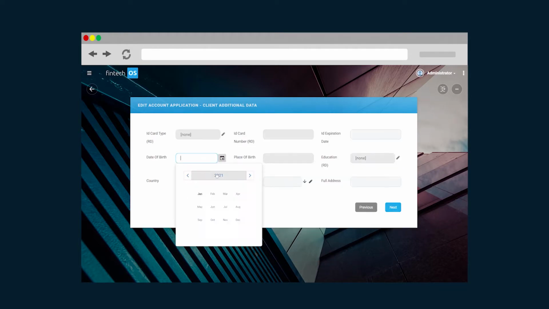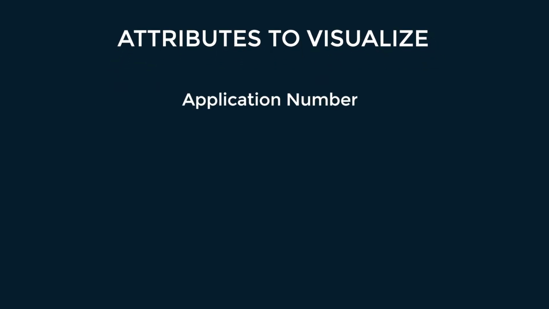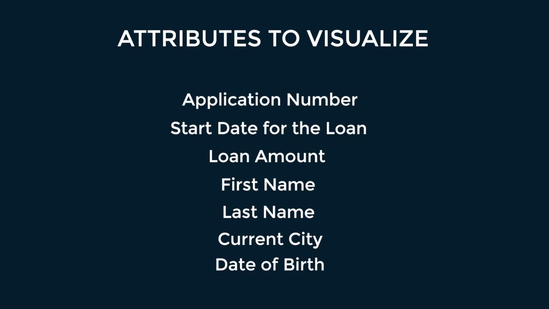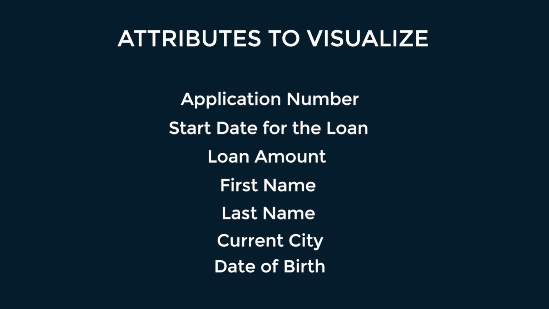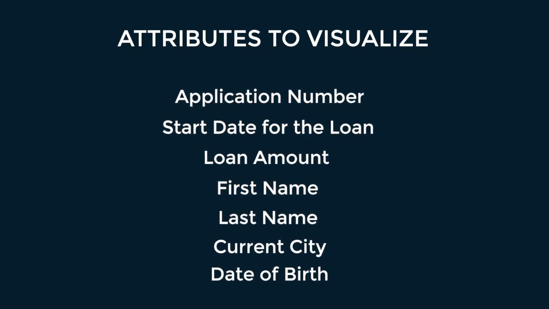Since this is a loan origination application, we would like to visualize the following records: the application number, the start date, the loan amount, first name, last name, the city, right, the current city of the user, and the date of birth. Now, keep in mind that these attributes are not coming from one single entity, but from multiple entities. So let's see how we can select all of these attributes and place them inside a data view.